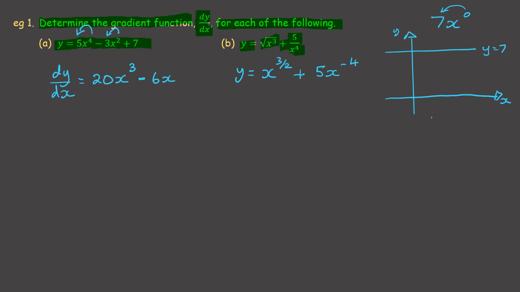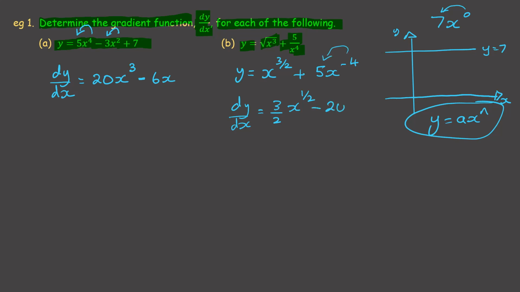And now we have both things in the form y equals ax to the n, and we know how to differentiate that. So we've got dy/dx is 3 over 2 x to the power a half, just reduce the power by 1, and then here negative 4 is going to multiply the 5, giving us negative 20, and that would be x to the negative 5 because we have to reduce the power by 1.